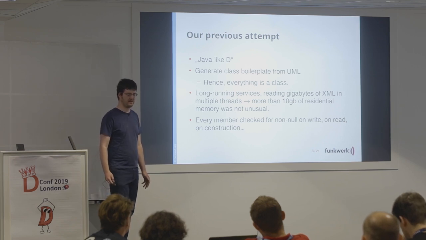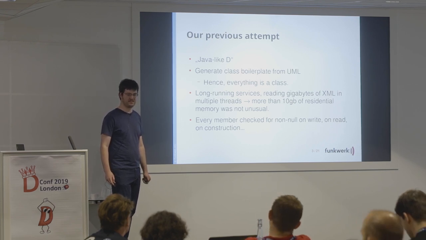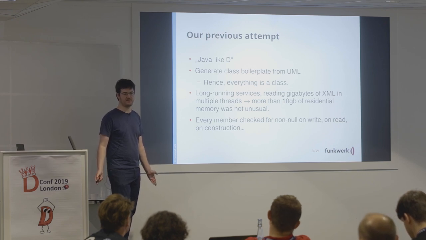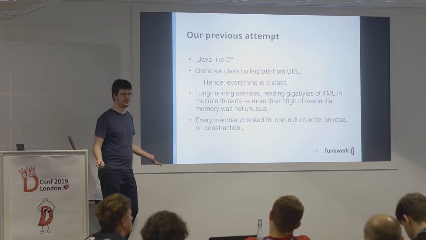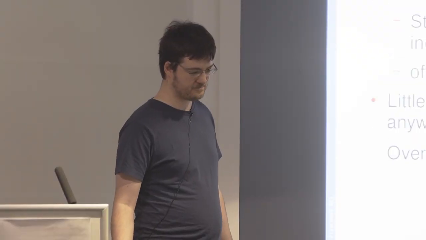Furthermore, demonstrating the point that from the start, classes should really have been non-nullable by default, every single member of those classes had an invariant that checked that it was not null. If we had a constructor, we checked the parameters were not null. If we had an accessor function, we checked that the result was not null. There was a lot of boilerplate going around.